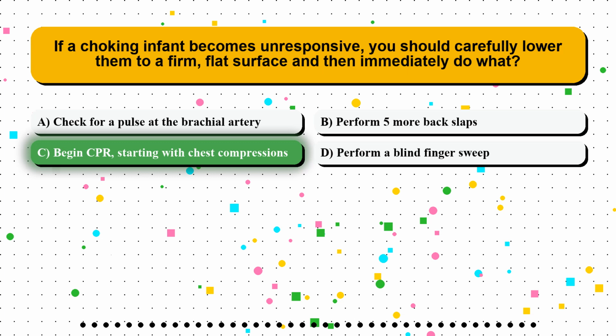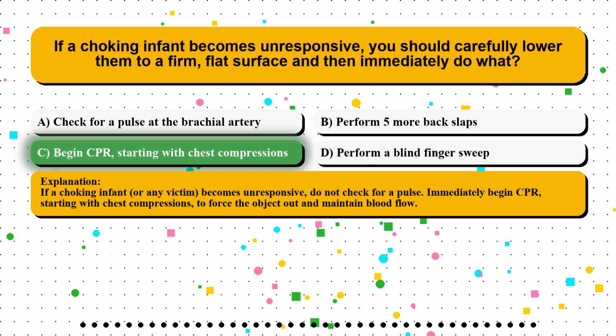The correct answer is option C. Begin CPR, starting with chest compressions. If a choking infant, or any victim, becomes unresponsive, do not check for a pulse. Immediately begin CPR, starting with chest compressions, to force the object out and maintain blood flow.